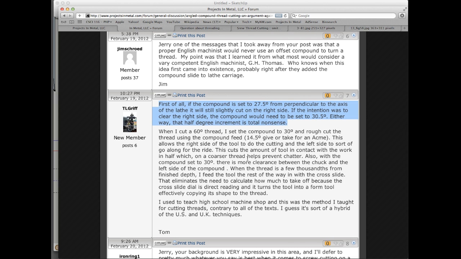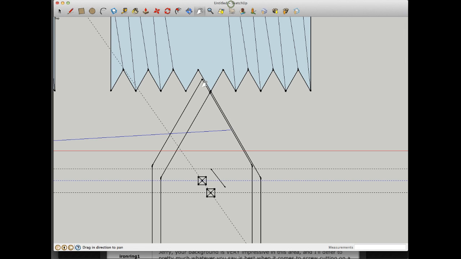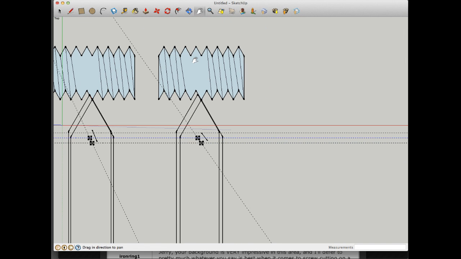But my question more is, if you're going to use this half angle method with the goal of giving the right-hand side of your threading tool the opportunity to clear the work, is it supposed to be 29 degrees or 31 degrees? And so I pulled up SketchUp and made two illustrations.